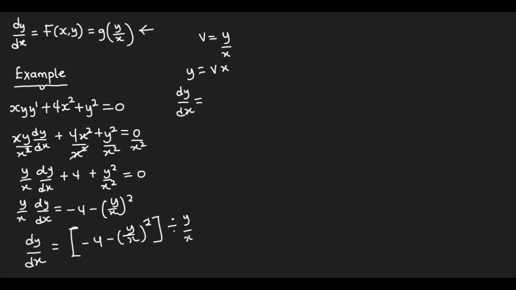So you're going to keep v and differentiate x. You're going to have v times dx/dx, the derivative of x with respect to x, and then now I will keep x and differentiate v with respect to x. So when we do this, we're going to have dy/dx equal to v, because the derivative of x with respect to x will be 1. So we're going to have v plus x dv/dx. So we can now do our substitution.